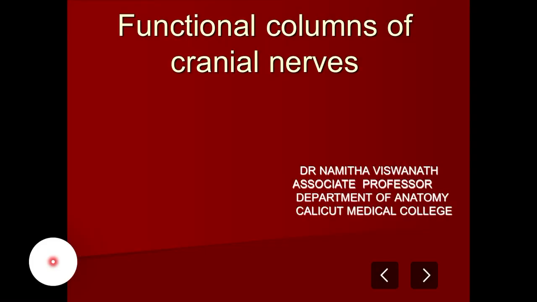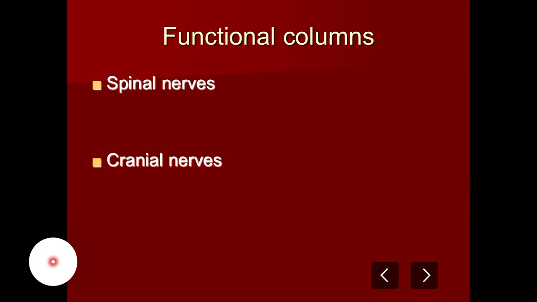Now we are going to deal with the last topic in neuroanatomy, and that is the functional columns of cranial nerves. So before going to the details of the functional columns of cranial nerves, you should know some details about the functional columns of spinal nerves also. So what do you mean by the term functional columns?